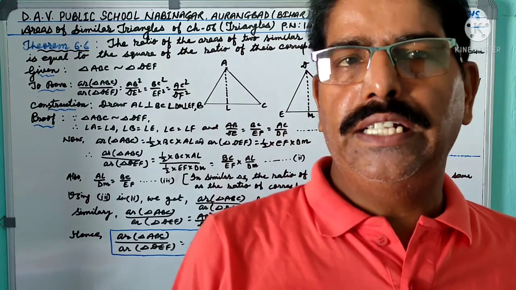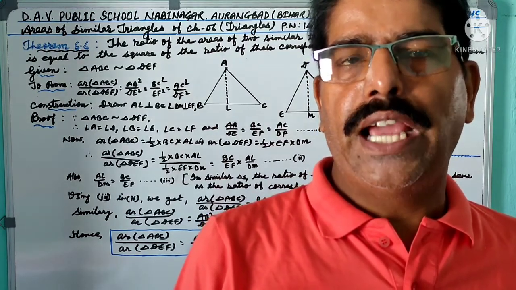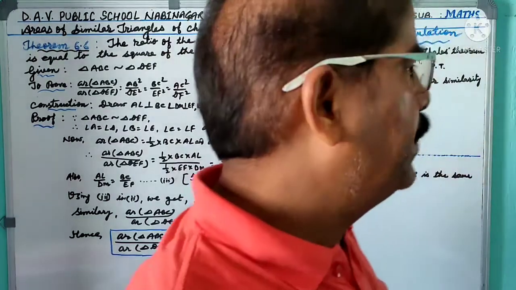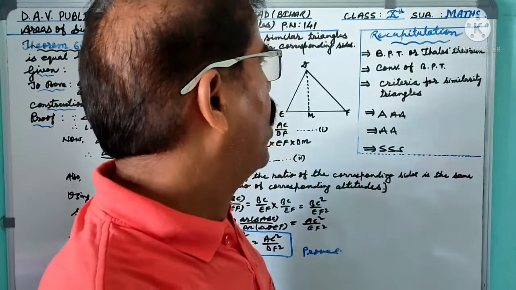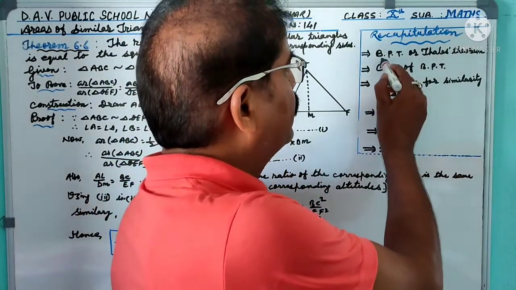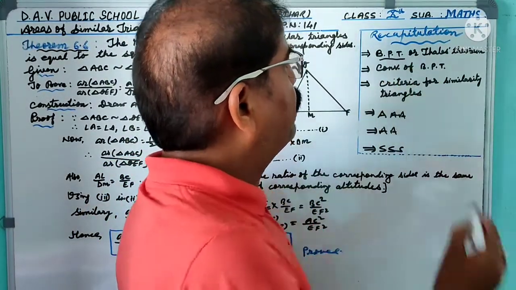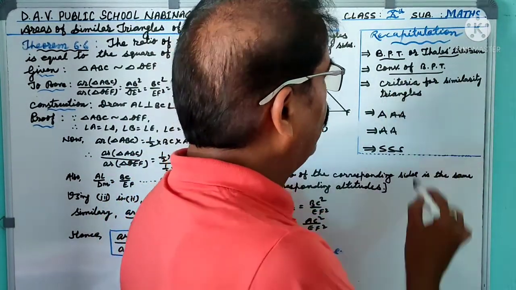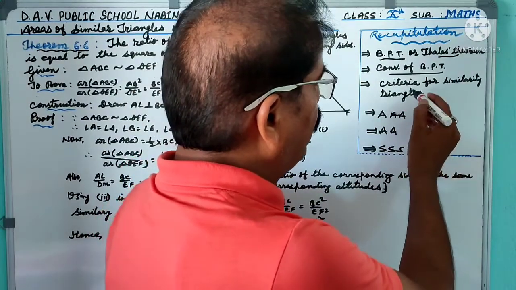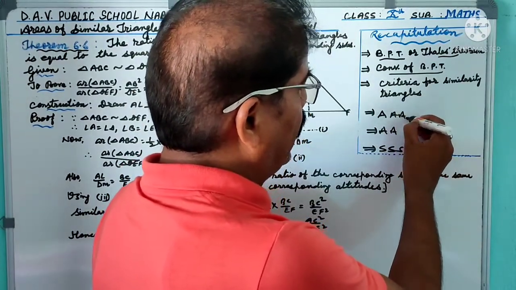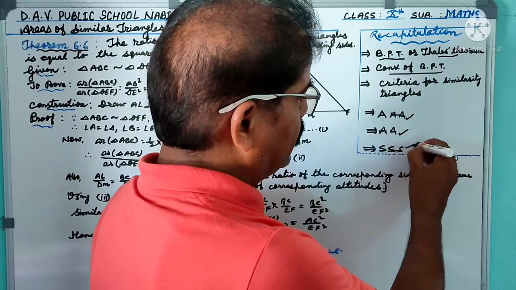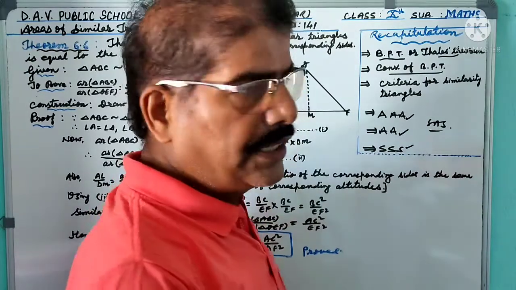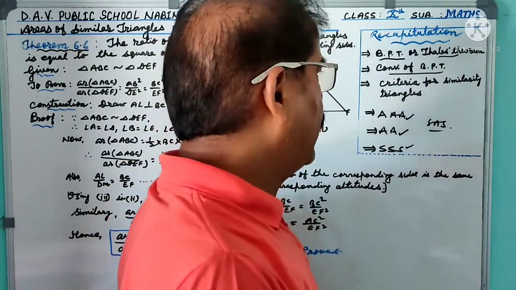Firstly, let's quickly recap what we have done in previous classes. Dear students, some of the important points related to this chapter are the basic proportionality theorem, the converse of the theorem, and criteria for similarity of two triangles: angle-angle, side-side-side, and side-angle-side. Mainly four criteria of two similar triangles.